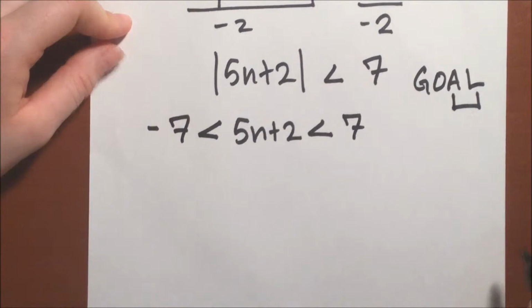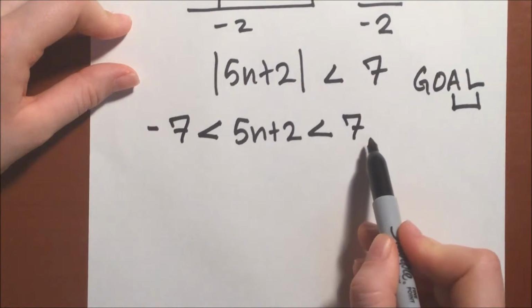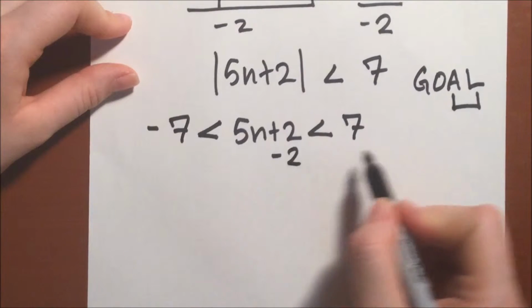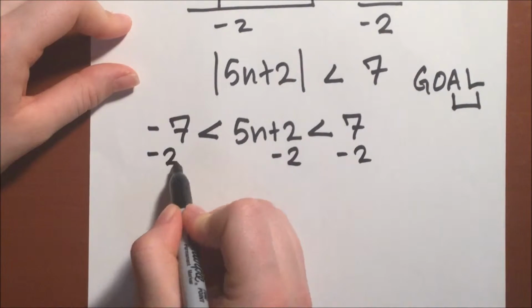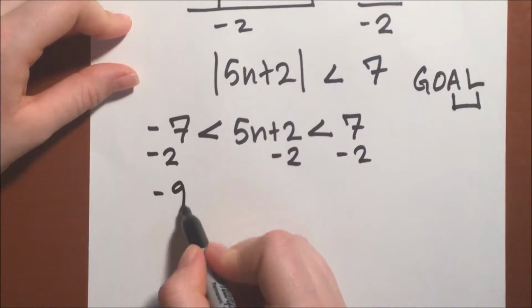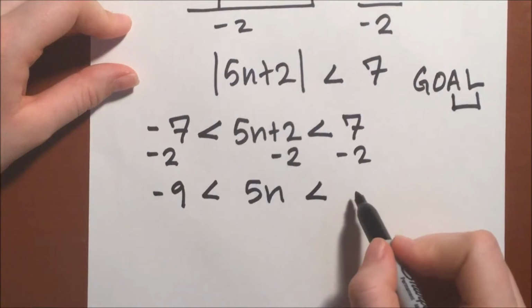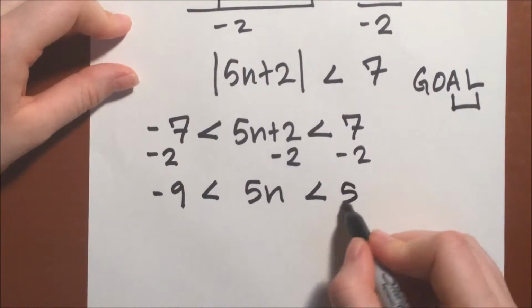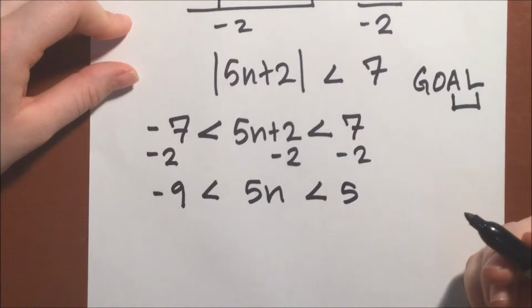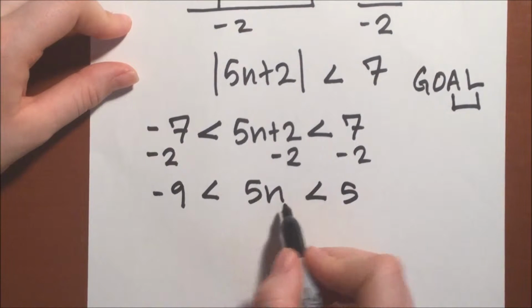Okay, so I want to get my n by itself now. And I'm going to subtract a 2. Gotta do it on all sides. With negative 9 is less than 5n, which is less than 5. Okay. So now I have a 5 times my n.